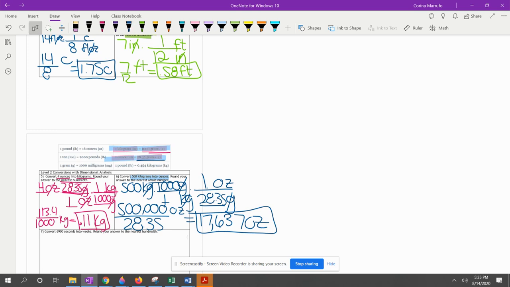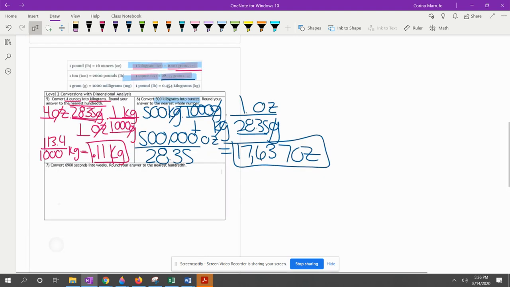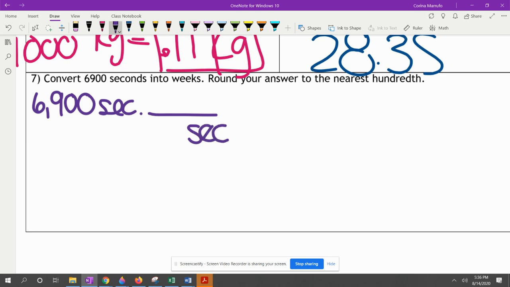Okay, and the last example. It says convert 6,900 seconds into weeks, round your answer to the nearest hundredth. We don't have what weeks is equal to here, so we're going to have to figure this out on our own. We're starting off with 6,900 seconds. Now we go to our next measurement. From seconds, it goes to minutes. We're trying to cancel out the seconds, so that's going to go on the bottom, and on the top is going to go minutes. We know 60 seconds is equal to 1 minute.